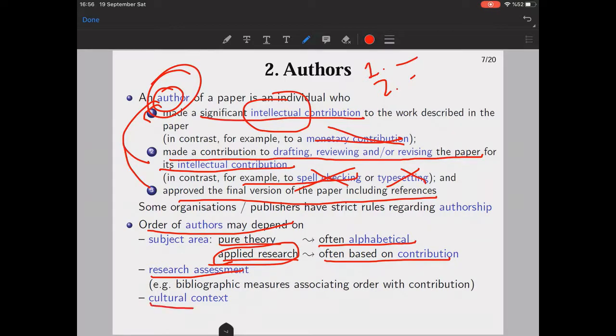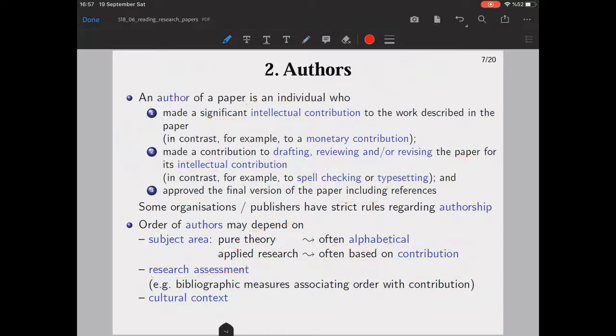And also cultural context is important. Maybe in some different institutions or different cultures, the ordering can be different as well. But this is, I think, the case for our situation here in Turkey, or in computer engineering particularly.